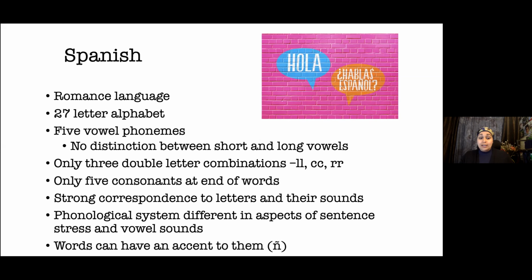Words can have an accent on them, like I said, the eñe. And if anybody speaks Spanish and I said that incorrectly, please correct me. And again, we don't have that in English. Spanish learners will often reduce double letter combinations or overcompensate by doubling when it's not needed. So again, with those double letter combinations, we have to understand these differences that can occur.